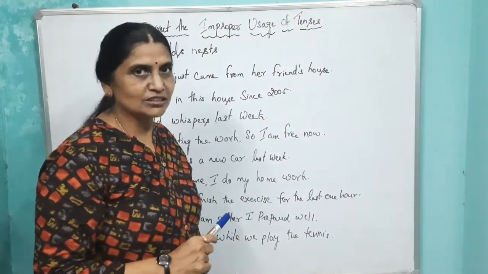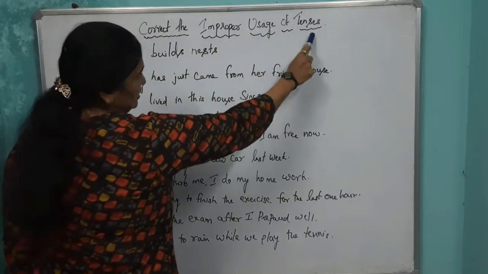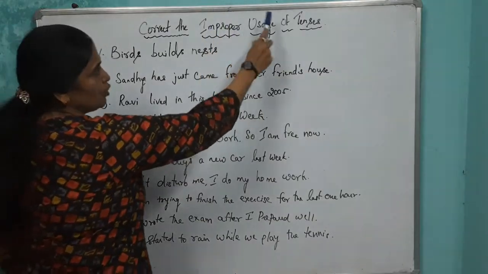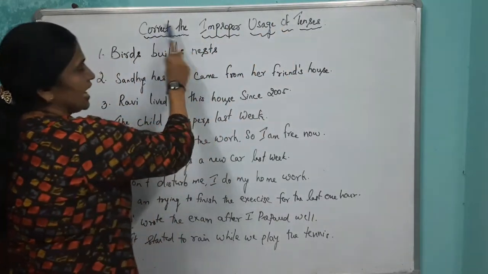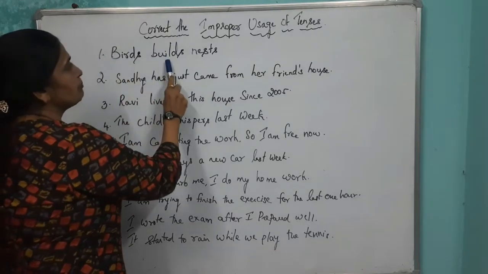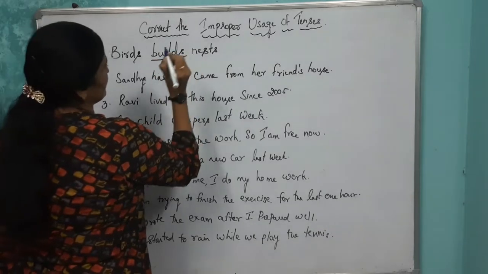Okay, shall we go to the class? Now, correct the improper usage of tenses. That means in all these 10 sentences, there is an improper usage of tenses and we have to correct them. Now let's take the first sentence. Birds builds nest. Now the verb here is builds.